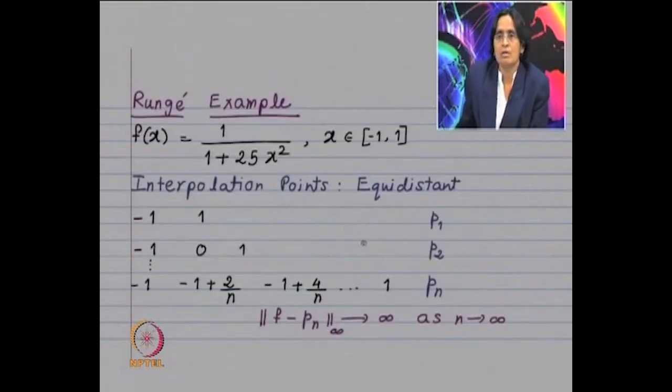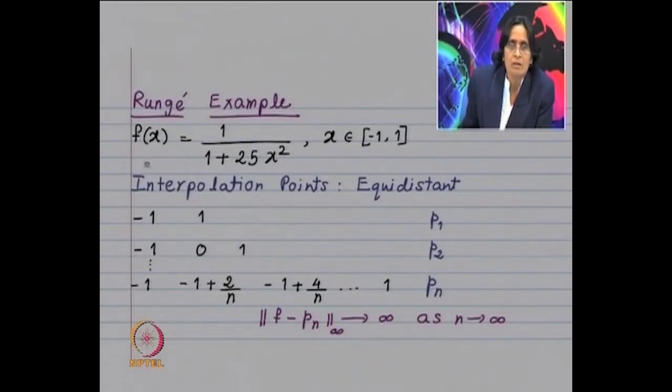So, here you have a well known example, which is known as Runge example, that f(x) is equal to 1 upon 1 plus 25x square, x belonging to minus 1 to 1. And suppose you choose interpolation points to be equidistant points. If you want to consider p_1, you will need 2 points. So, take them to be minus 1, 1. For p_2, you will need 3 points. So, take them to be minus 1, 0, 1. For p_n, you will need n plus 1 points. So, divide minus 1 to 1 into n equal parts and look at the partition points.